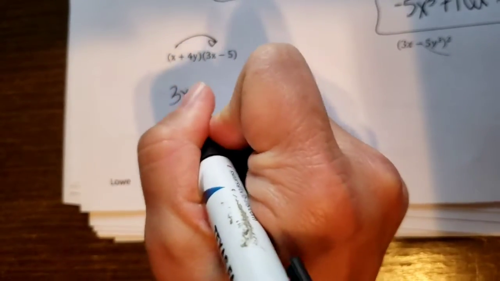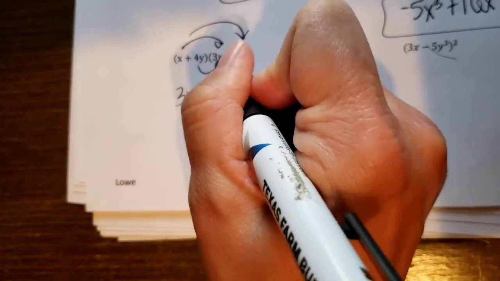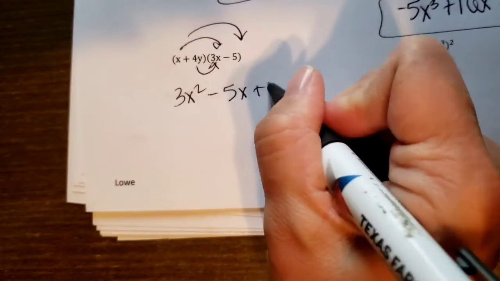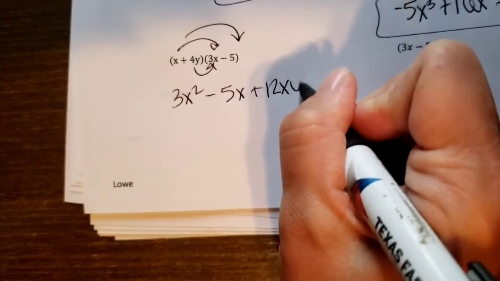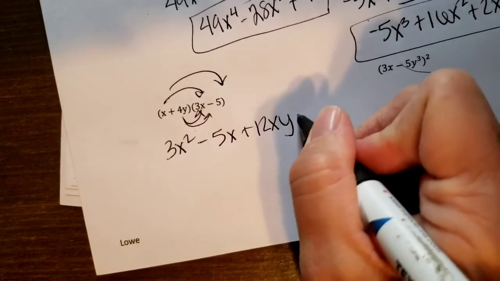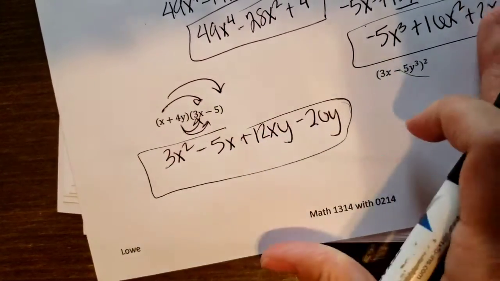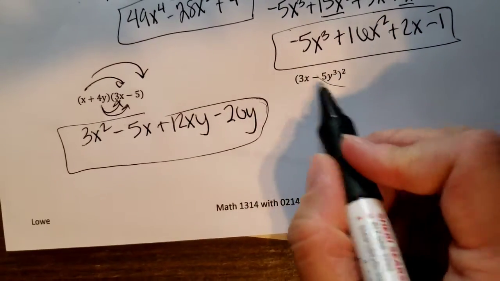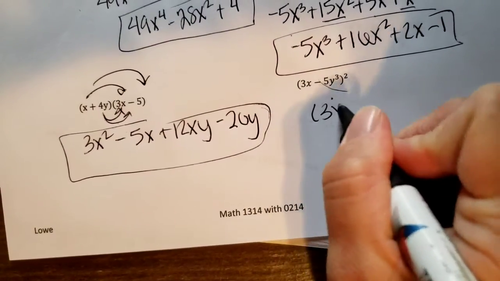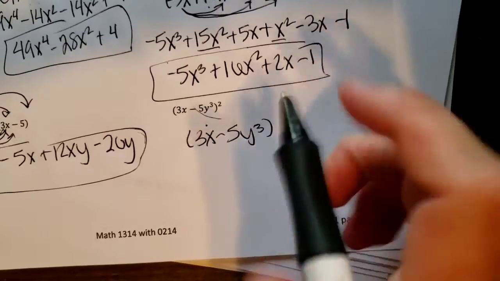Here we'll do some distributing. X times 3x is 3x squared. X times negative 5 is a negative 5x. 4y times 3x, 4 times 3 is 12, and y times x is x times y, or y times x. 4y times negative 5 will be negative 20y. No like terms there. Here again, we've got a quantity squared, so we'll be writing it down twice and distributing here, okay?